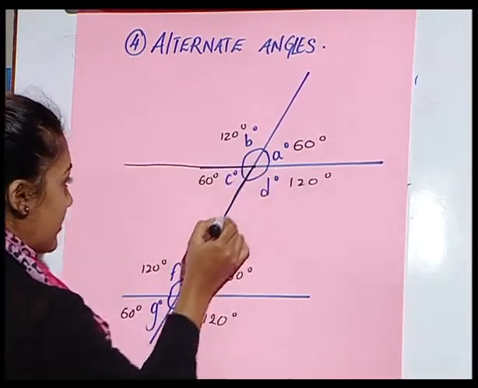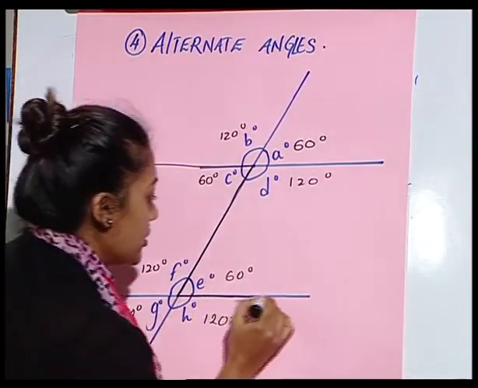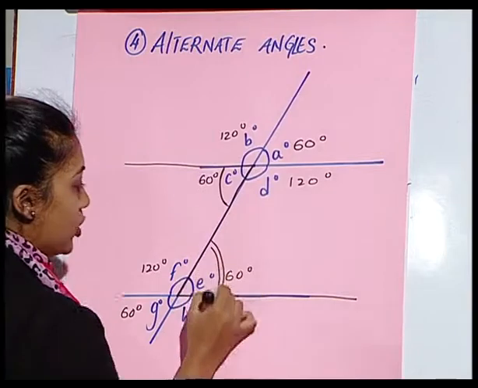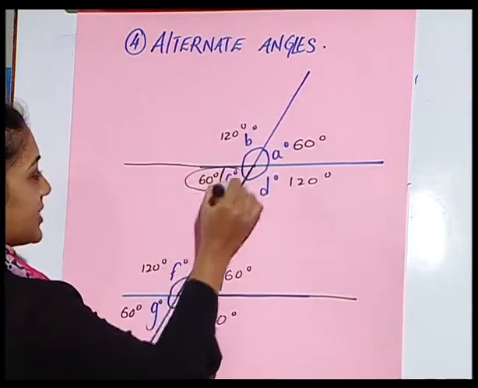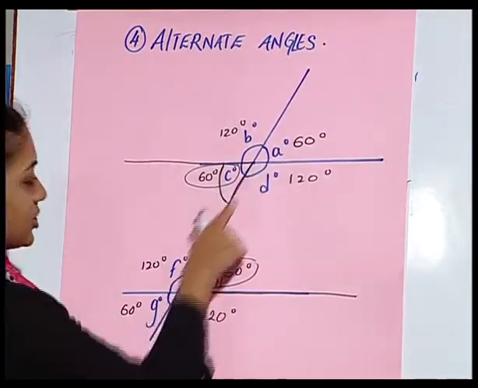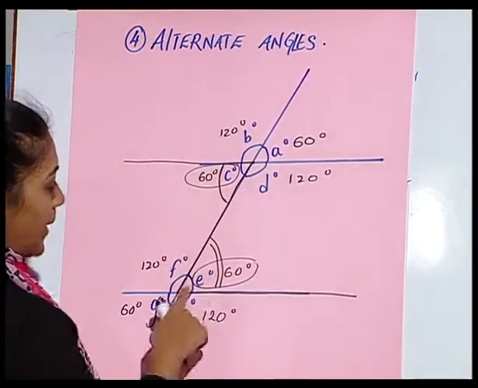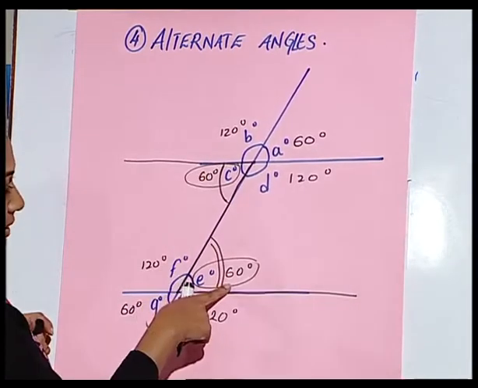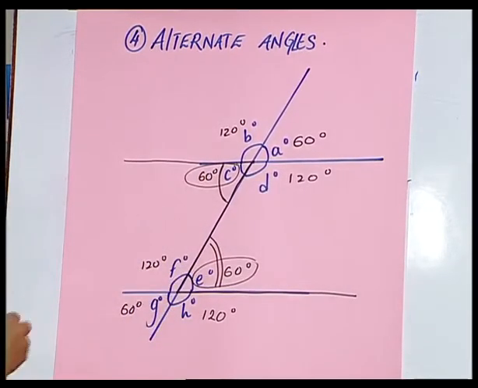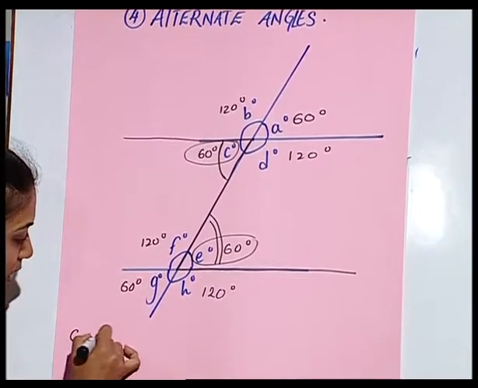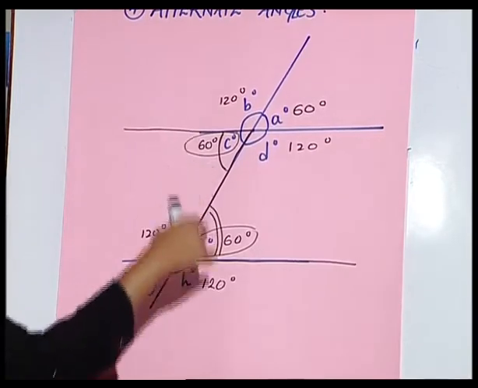Now, these are called alternate angles. And you will notice that alternate angles are equal. Now, the Z shape: these are two parallel lines, and this is the transversal. Alternate angles are equal. Therefore, C is equal to E, alternate angles.